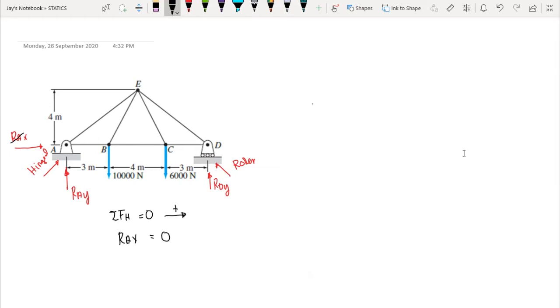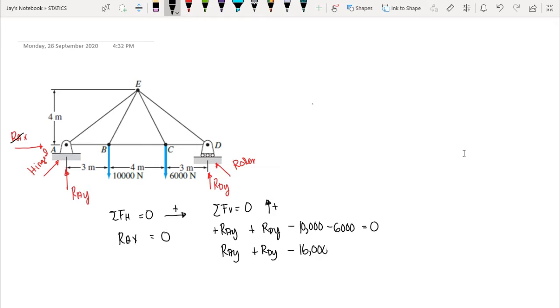Now, for vertical reactions, we have two loads and we have two vertical reactions. So we can say that summation of forces vertical is equal to zero. All the forces that are acting upward are positive. So we have RAY, that is positive since it is acting upward, plus RDY minus, now take note of this one, we have 10,000 newton that is negative since it is acting downward, that is opposite from our assumed positive direction. So we have minus 10,000 newton, the same with 6,000, minus 6,000. Okay, that is equal to zero. So we have our equation RAY plus RDY, you combine 10,000 and 6,000, then we have minus 16,000 is equal to zero.